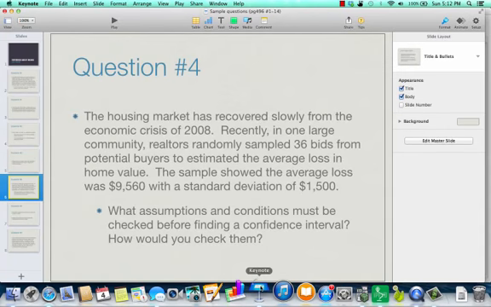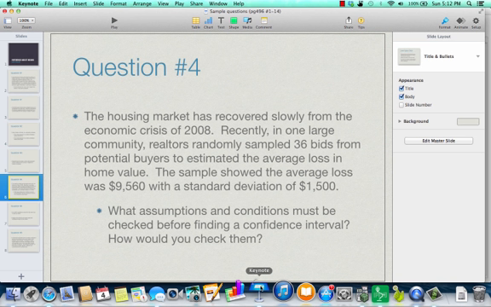Number 4, the housing market has recovered slowly from the economic crisis of 2008. Recently, in one large community, realtors randomly sampled 36 bids from potential buyers to estimate the average loss in home value. The sample showed the average loss was $9,560, with a standard deviation of 1,500. What assumptions and conditions must be checked before finding the confidence interval, and how would you check them?